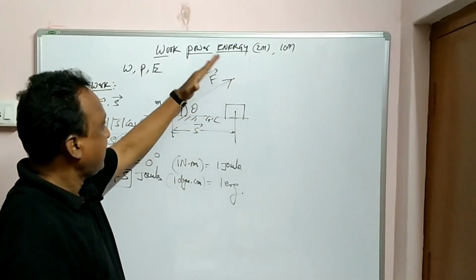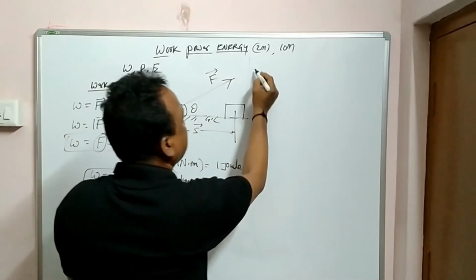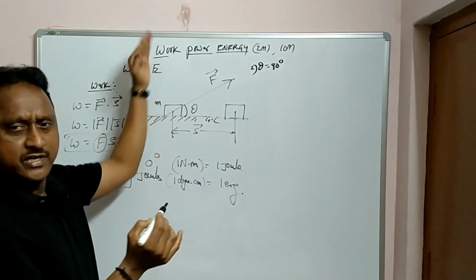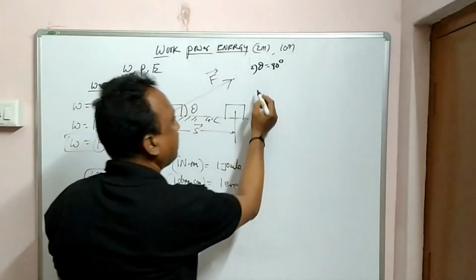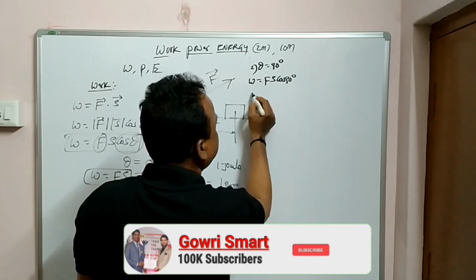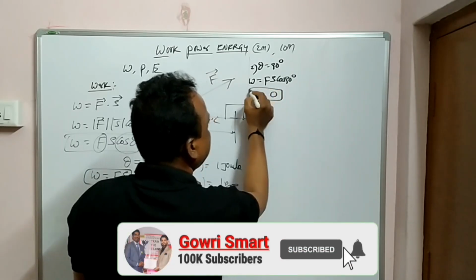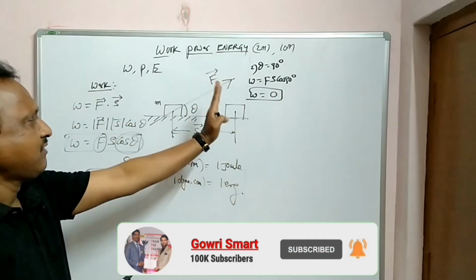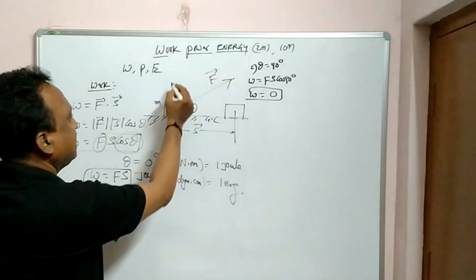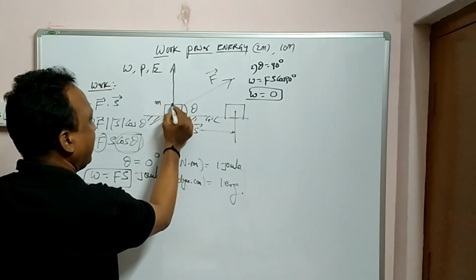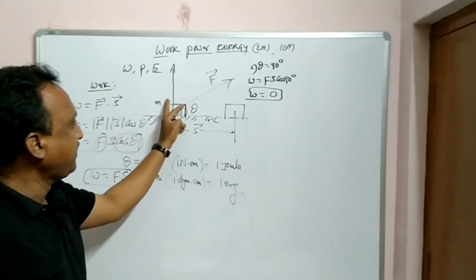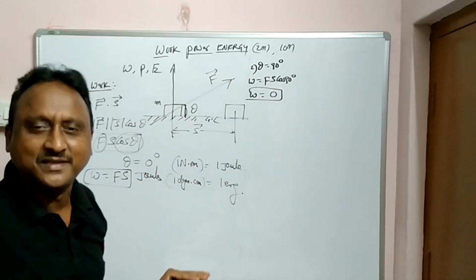Next, let theta is equal to 90. Suppose theta is equal to 90, that is the angle between force and displacement is 90 degrees. Then what is work done? Fs cos 90. So what is work done? 0. Because cos 90 is zero, work done is 0. When force and displacement make an angle 90 degrees with each other, work done is equal to 0.